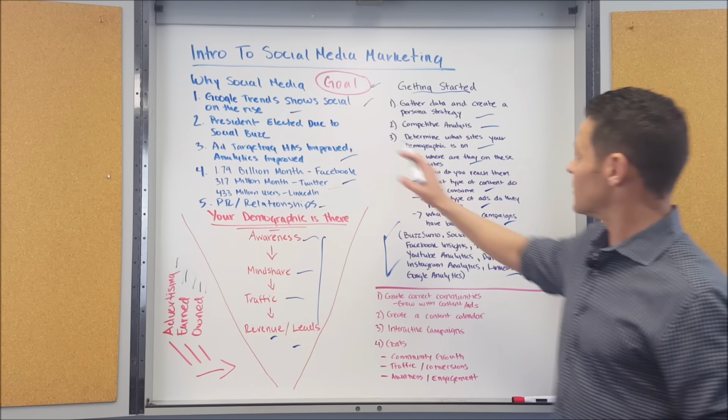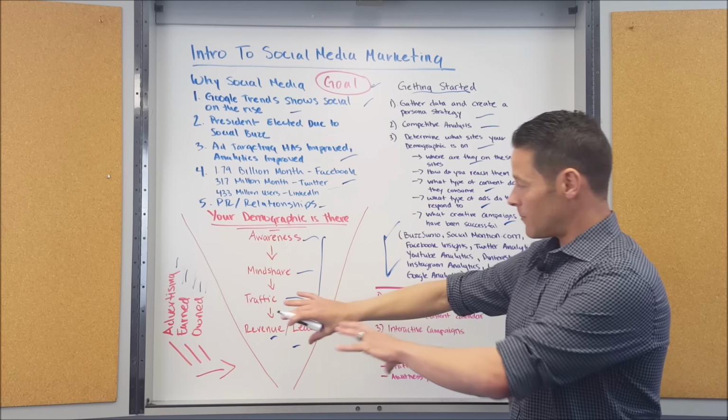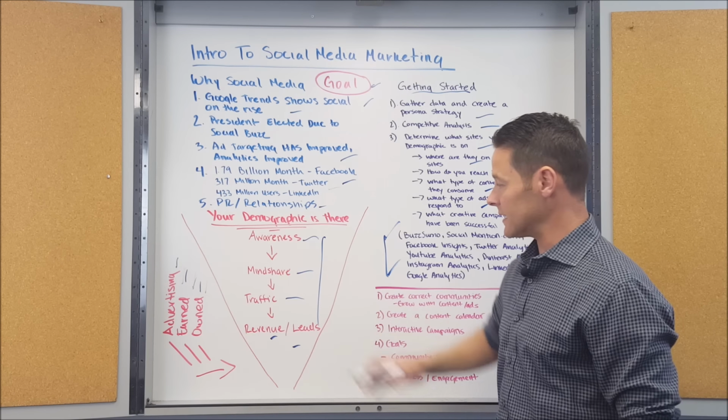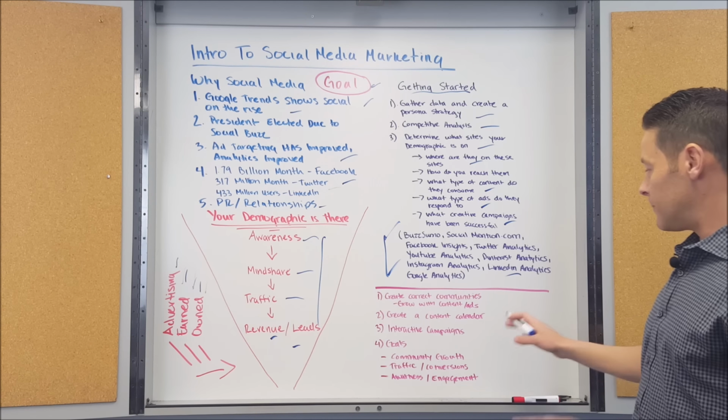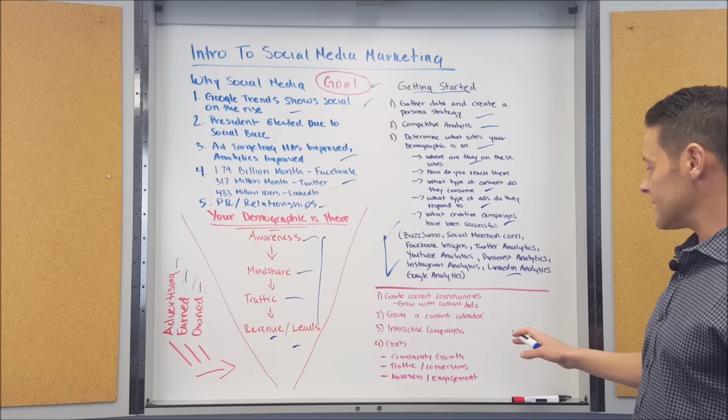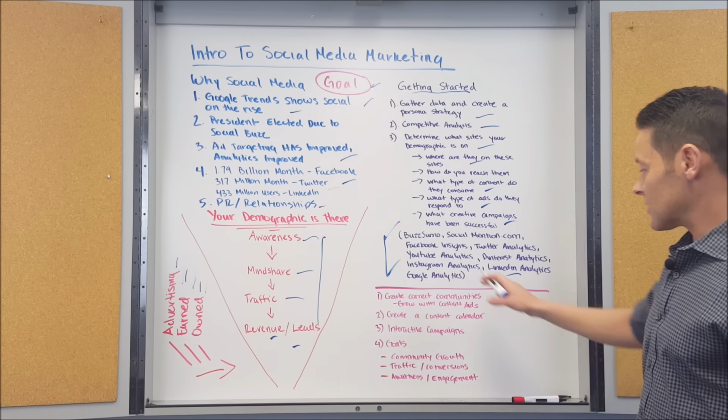So we've talked about why, getting started, the basics of how you lead to your goals. But the biggest thing that you're going to want to do is go through these 4 action items to get started. So first, you're going to want to create communities, right?